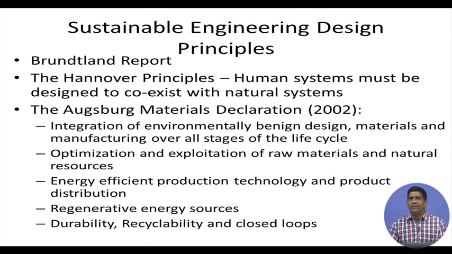One of the things is that you come up with an environmentally benign design. What does it mean? It means that you come up with an environmentally cautious design, so you make something which is less harmful. You look at the materials and manufacturing over all stages of the life cycle. You try to optimize the exploitation of raw material and natural resources. You try to go for energy efficient production, renewable energy sources, durability, recyclability, and closed loop recycling, and all those things. That's the Augsburg Materials Declaration.